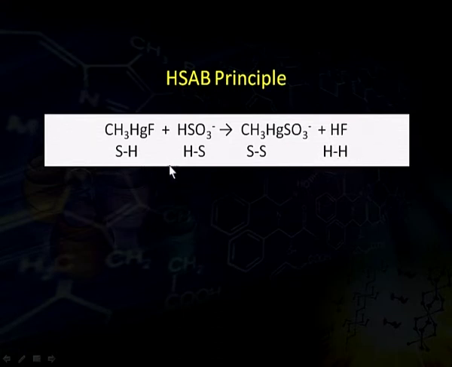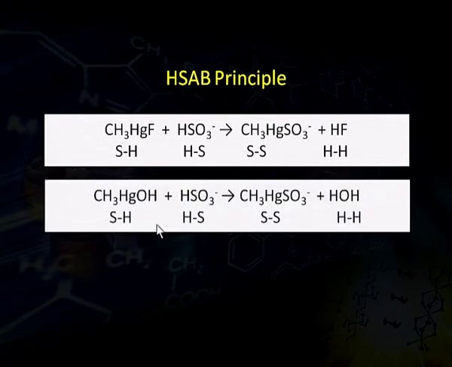So, hard-soft combination and soft-hard combination is not stable and they spontaneously form soft-soft and hard-hard combinations. Similarly, in another example, we can see methyl mercury hydroxide, which is a combination of soft acid and hard base, when it combines with HSO3 minus, which is again a combination of hard acid and soft base. They spontaneously form methyl mercury sulfide, because in this case methyl mercury cation is a soft acid and sulfide ion is a soft base.